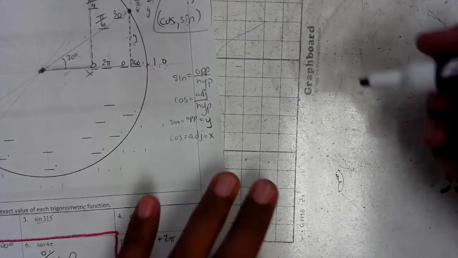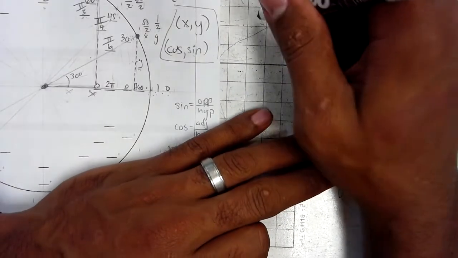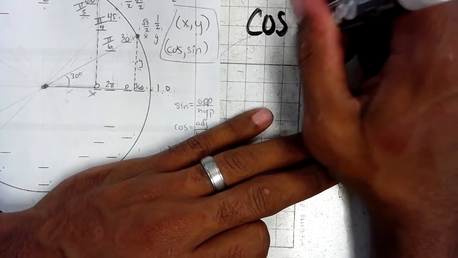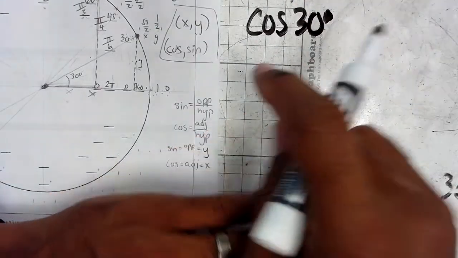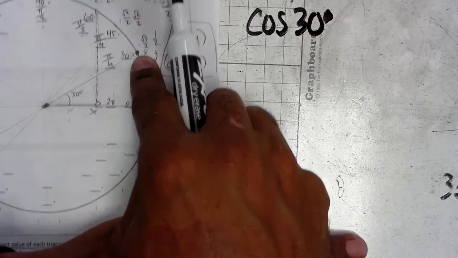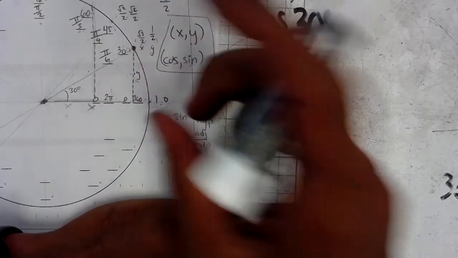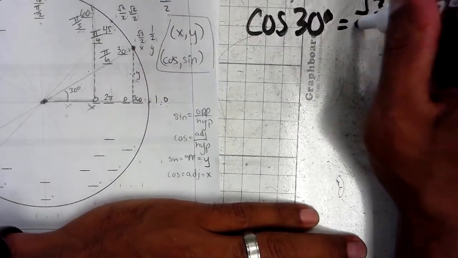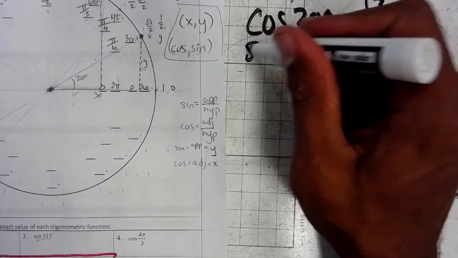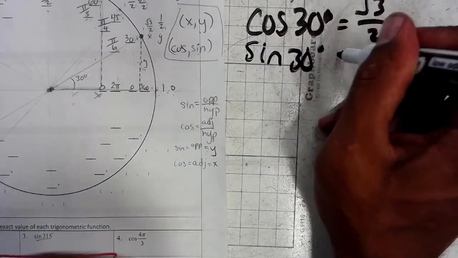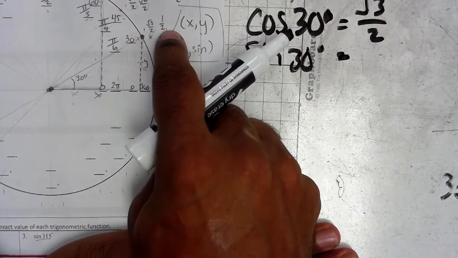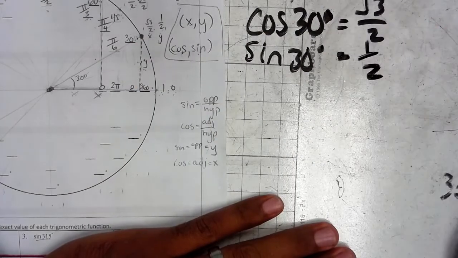So if I asked you for, let's say, the cosine of 30 degrees, you basically just go to 30 degrees on your unit circle and look for the x value. The x value is square root of 3 over 2. If I ask you for the sine of 30 degrees, you just go right to 30 degrees and take the y value. So it equals 1/2.